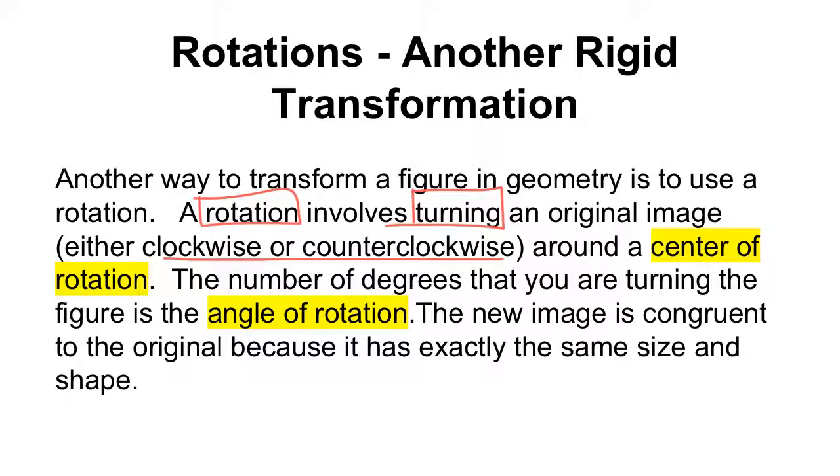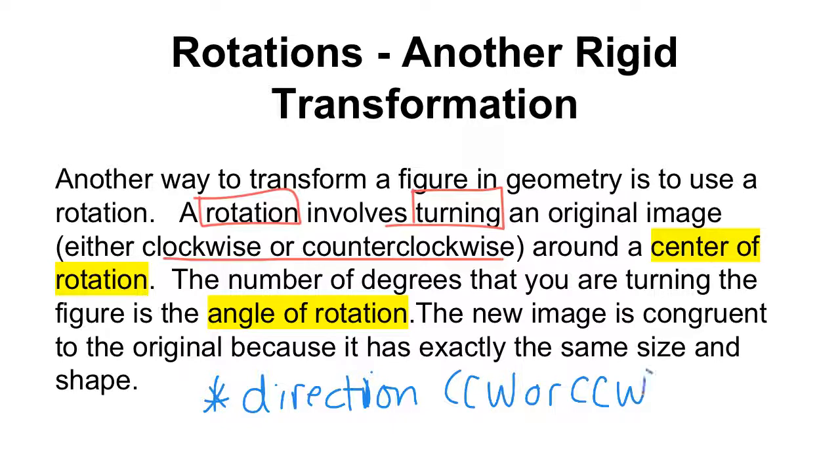When you are describing a rotation for me, you will need to give me 3 pieces of information. You will have to describe the direction, and so that's either clockwise or counterclockwise. You will have to tell me where is the center or the pivot point, and you will have to tell me the angle or how much I am going to rotate the figure.